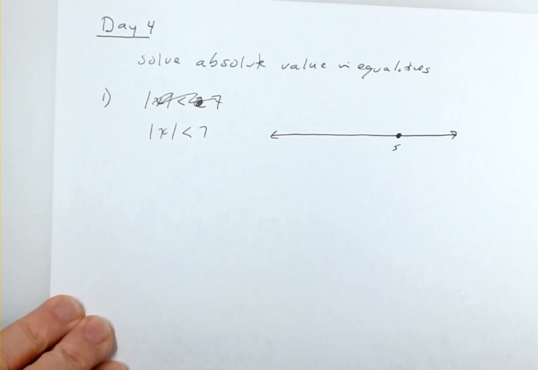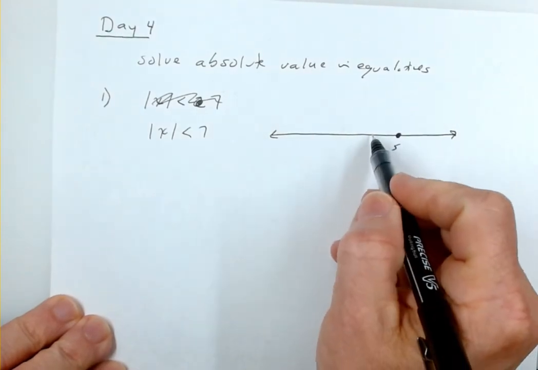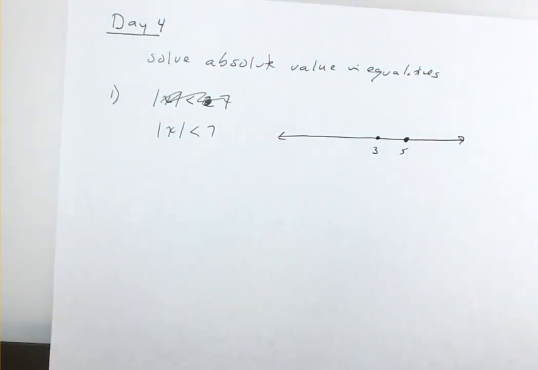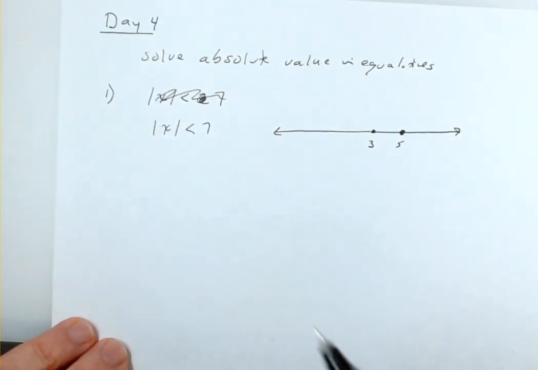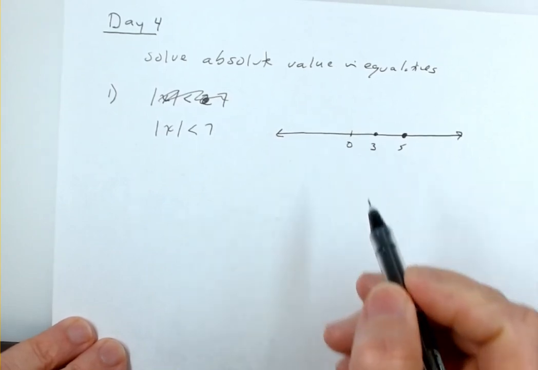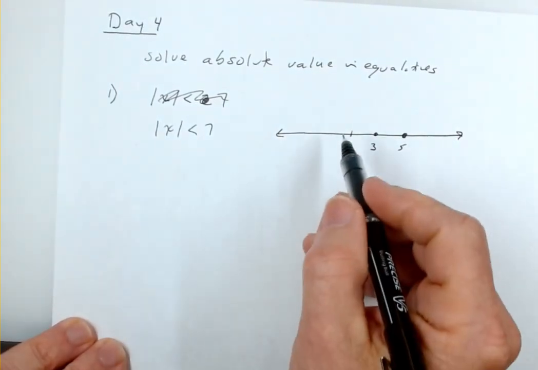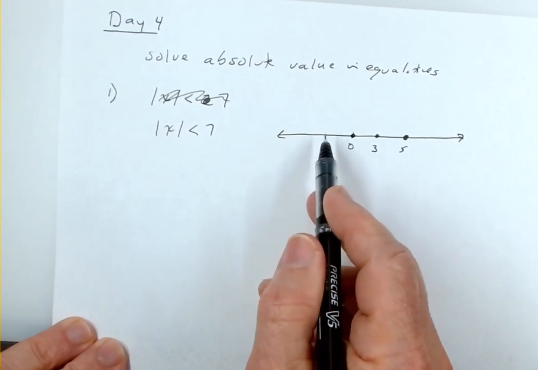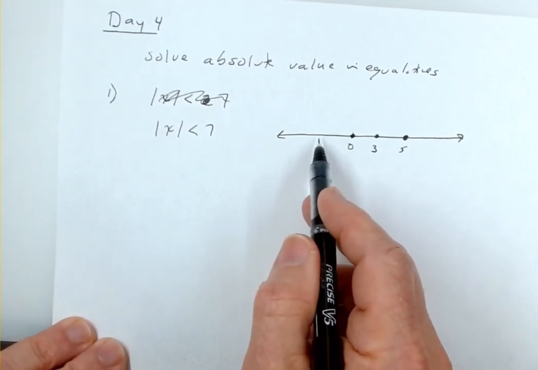What's another solution? 3. All right. The absolute value of 3 is 3, and 3 is less than 7. What about someone on this side? Let's say 0. 0 is a solution, right? Because the absolute value of 0 is 0, and 0 is less than 7. What about someone on this side? Give me a number on this side.